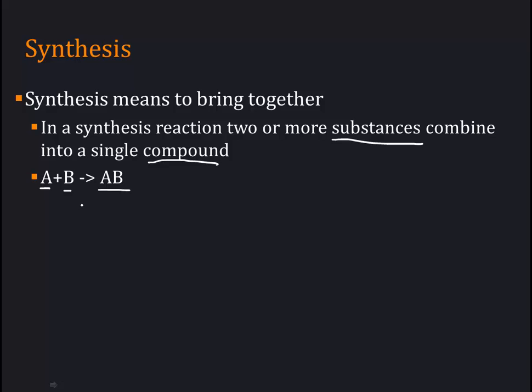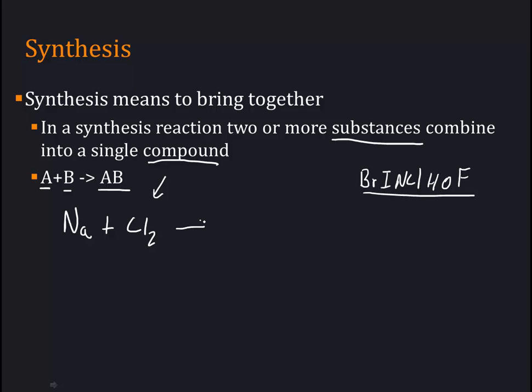So a common example of this would be if you take sodium, Na, and react it with chlorine, Cl2. Now remember, chlorine, the element, is Cl2. It's one of the diatomic molecules. Remember, the diatomic molecules are bromine, iodine, nitrogen, chlorine, hydrogen, oxygen, and fluorine. Brinkelhoff. Those things, when they're not in a compound, they're always bonded to themselves. So sodium reacts with chlorine to produce sodium chloride, NaCl.